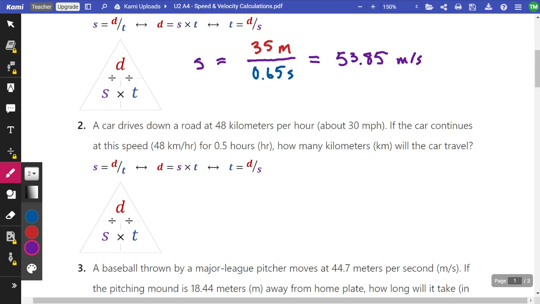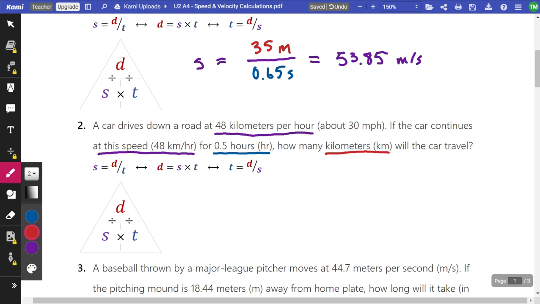So let's break down what information we have. Kilometers is just a longer way of measuring distance, so this is going to be our distance here. Per hour tells us how far it travels per the amount of time it takes to get there. So this together, 48 kilometers per hour, is the speed. They're already giving us the speed. So at this speed, if this car is traveling for half an hour, 0.5 hours, we want to know how many kilometers the car is going to travel, what distance it can cover.